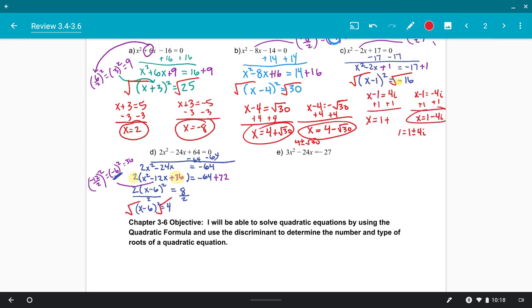Square root both sides. I'm going to bring this over here. And we get x minus 6 equals 2, or x minus 6 equals negative 2. Add 6, and you get x equals 8. Add 6, and you get x equals 4. Sorry, negative 2 plus 6 is 4. So those are your two solutions.